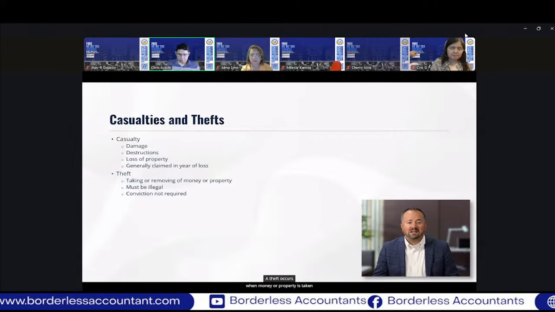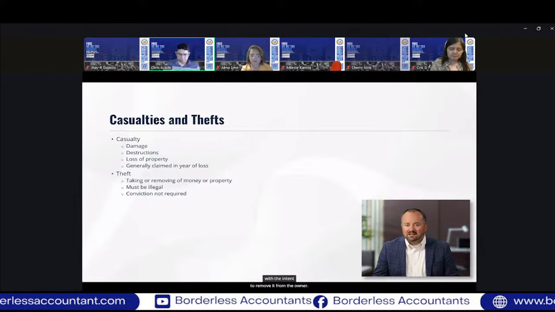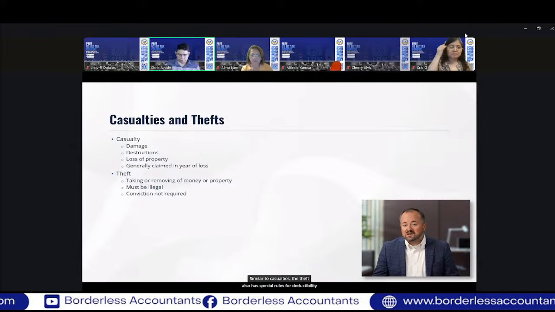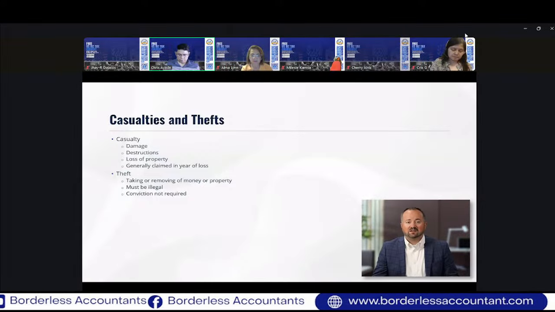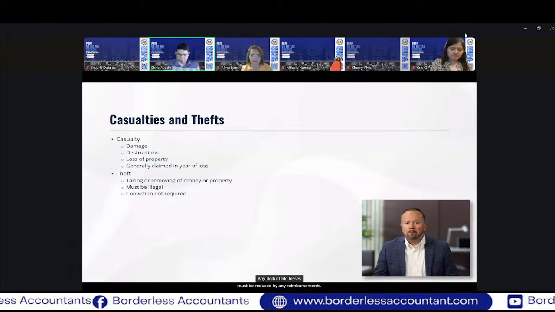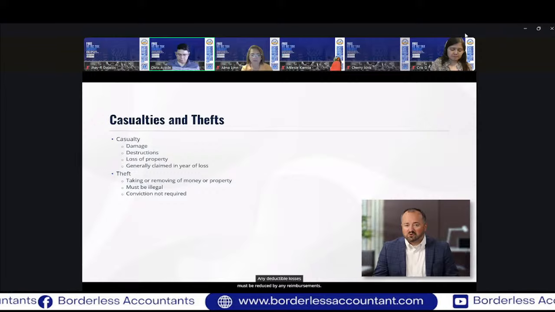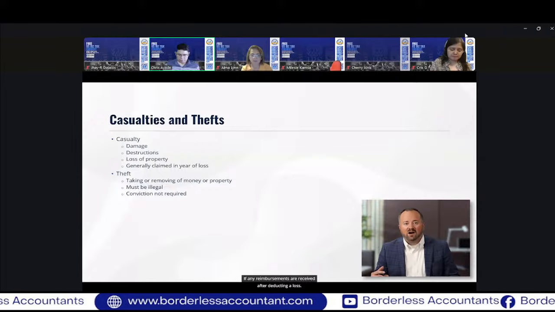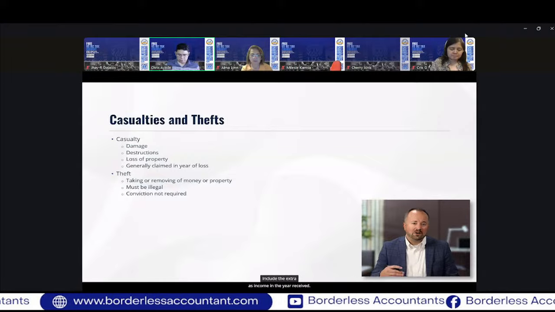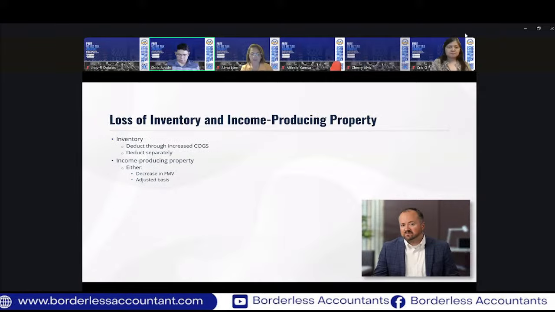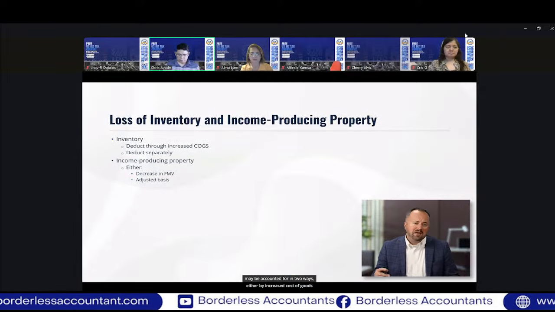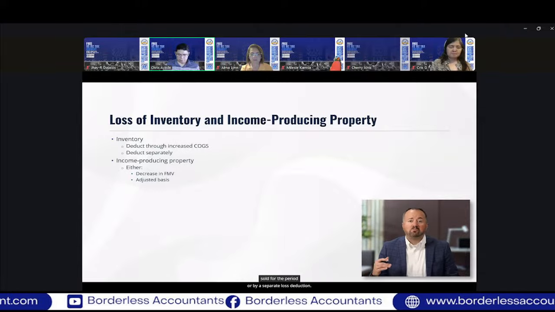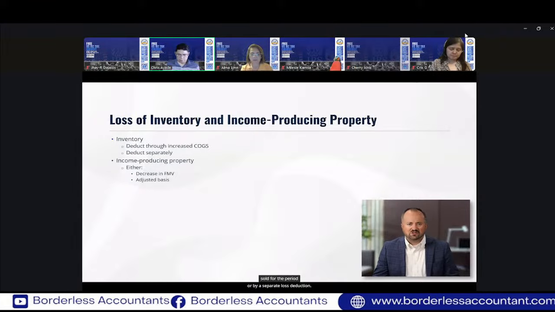A theft occurs when money or property is taken with the intent to remove it from the owner. Similar to casualties, the theft also has special rules for deductibility. Any deductible losses must be reduced by any reimbursements. If any reimbursements are received after deducting a loss, include the extra as income in the year received. Inventory loss may be accounted for in two ways, either by increased cost of goods sold for the period or by a separate loss deduction.